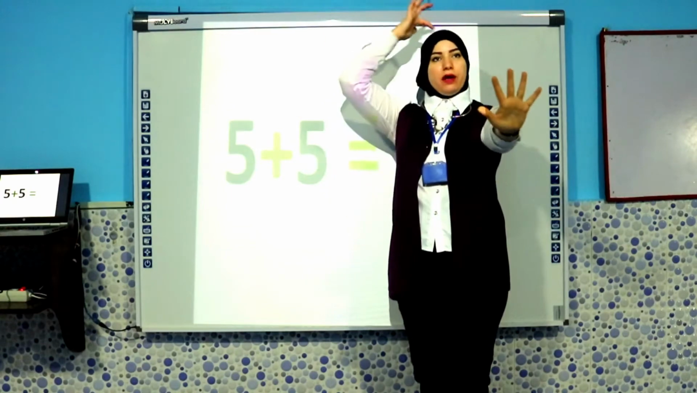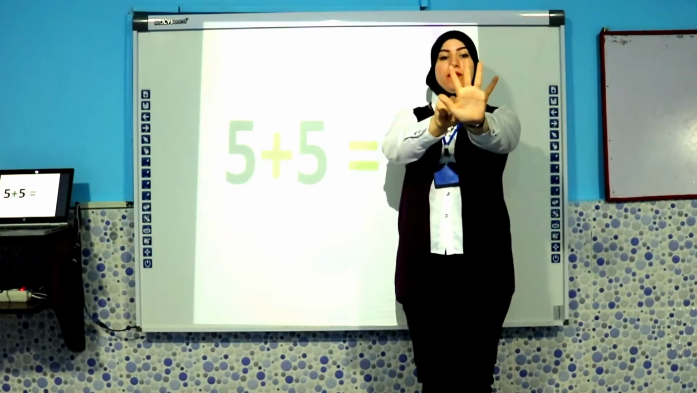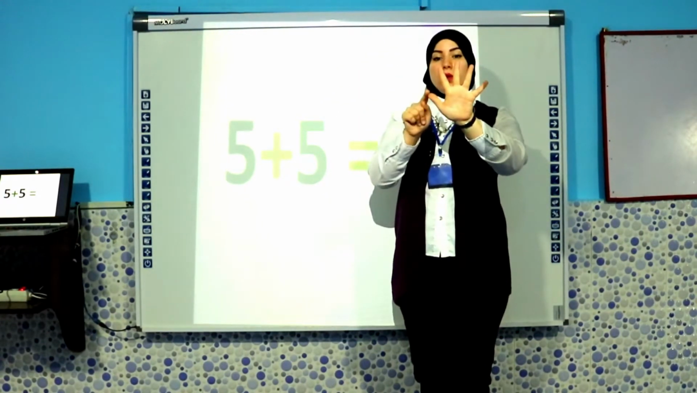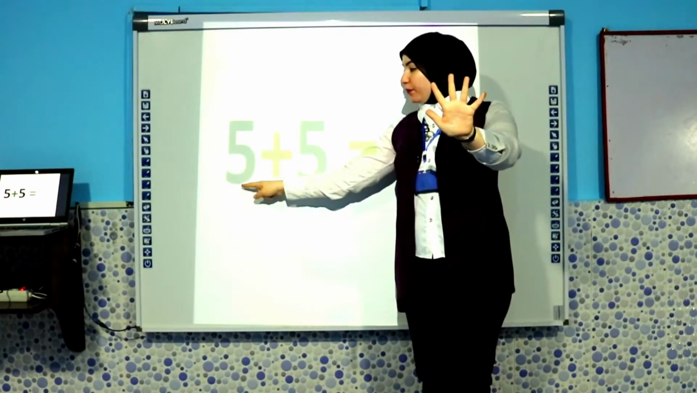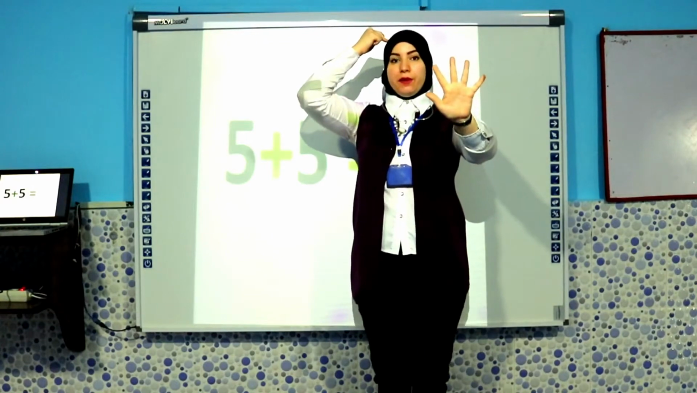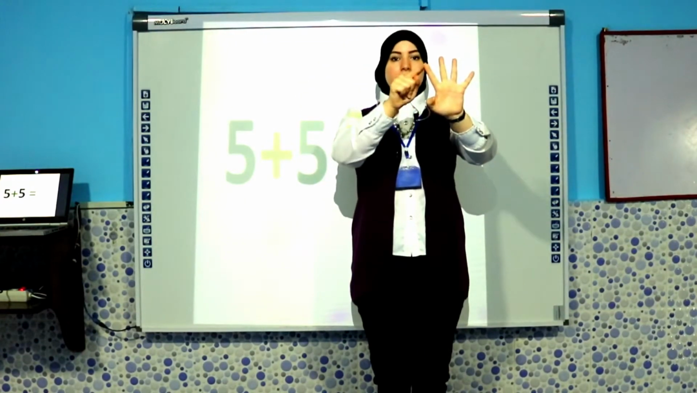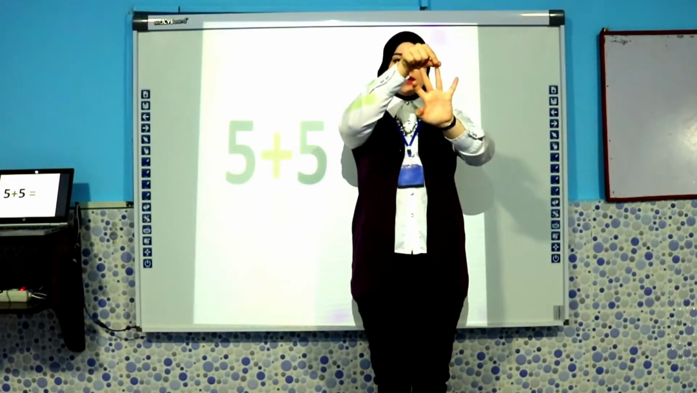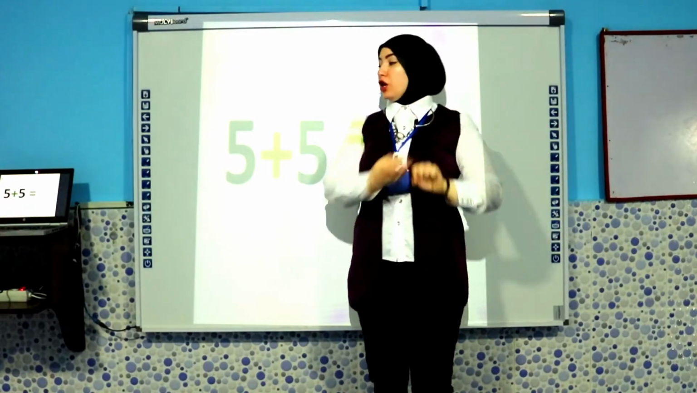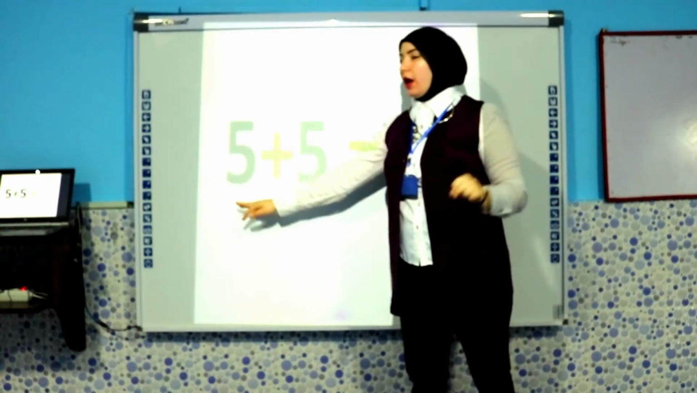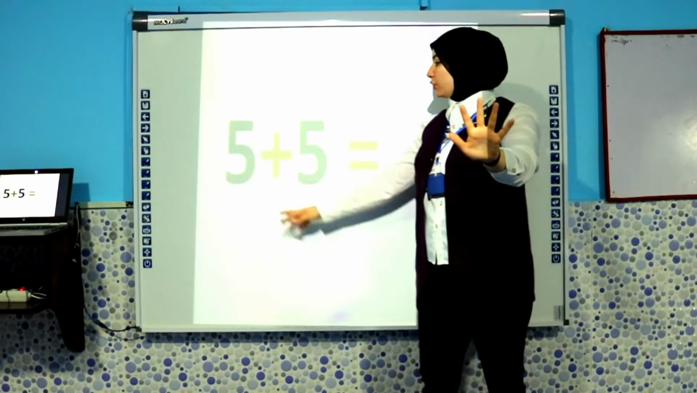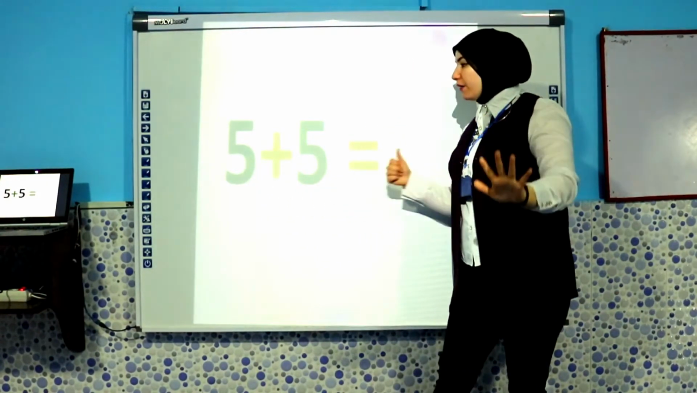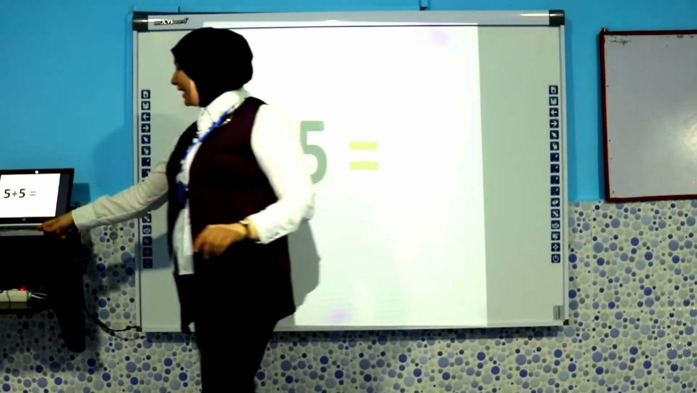Let me see. I have 5 in my mind and the other 5 on my fingers. 1, 2, 3, 4, 5. I have 5 here. 5 in my mind. After 5, 6, 7, 8, 9, and 10. So when I have the same number, I put any number in my mind and the other number on my finger and count after. 5 plus 5 gives me 10.